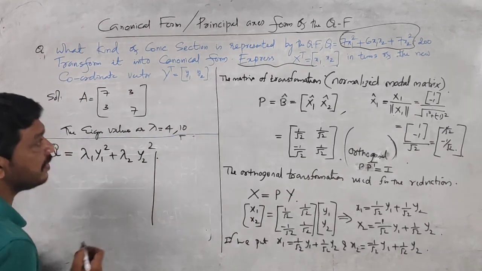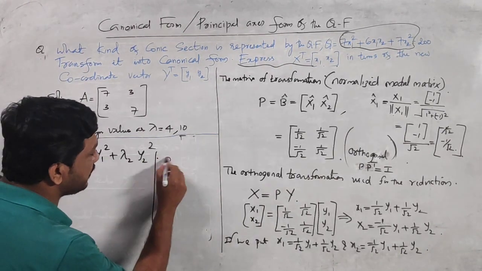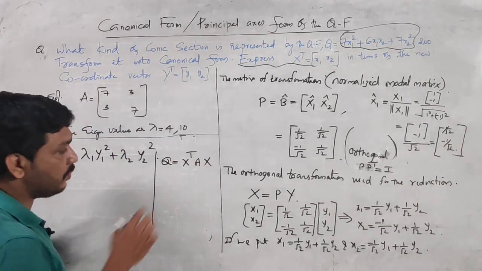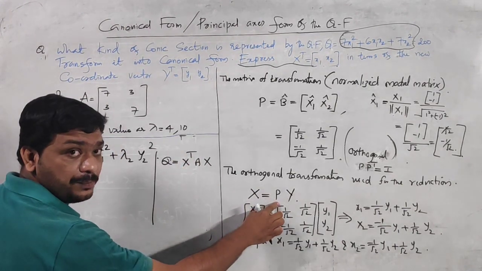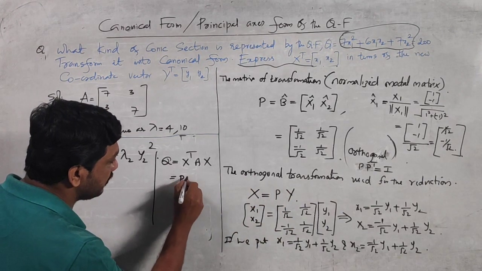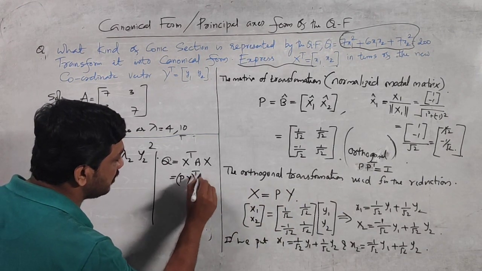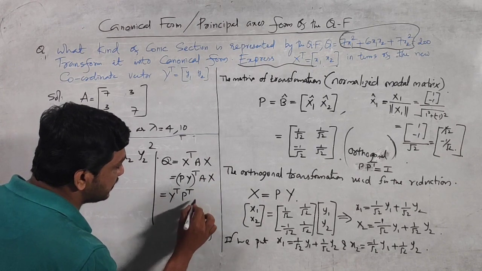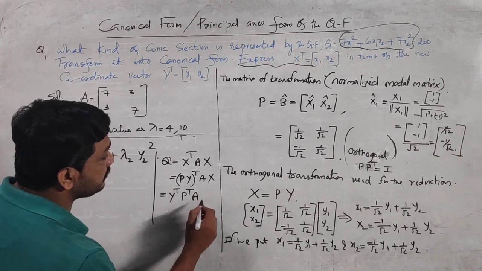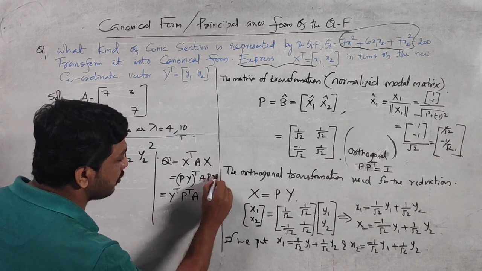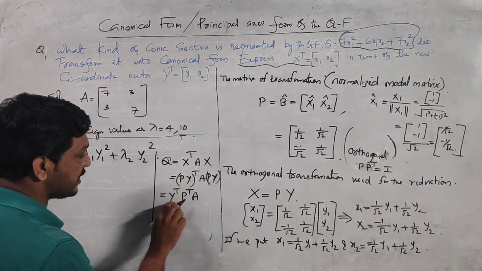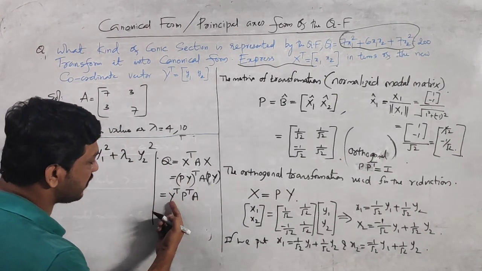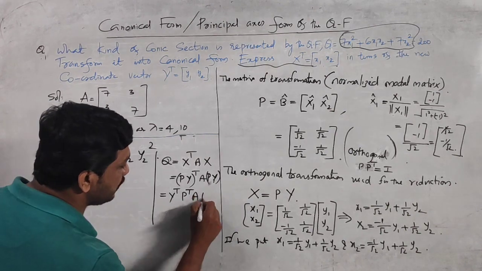Listen here. All of you know your quadratic form q is X transpose Ax. What is x? X can be Py. This is the transformation. So Py transpose Ax is y transpose P transpose Ax, and x is Py. We know that the transpose of AB is B transpose A transpose. So it is y transpose P transpose A into Py.